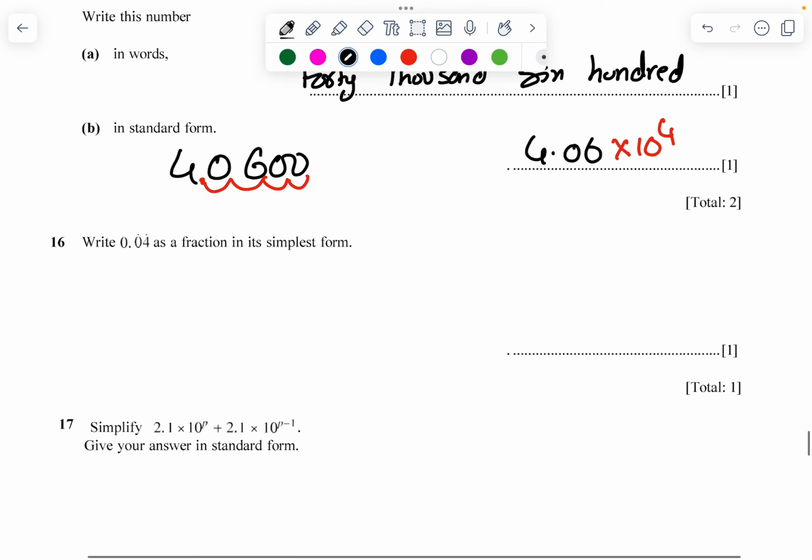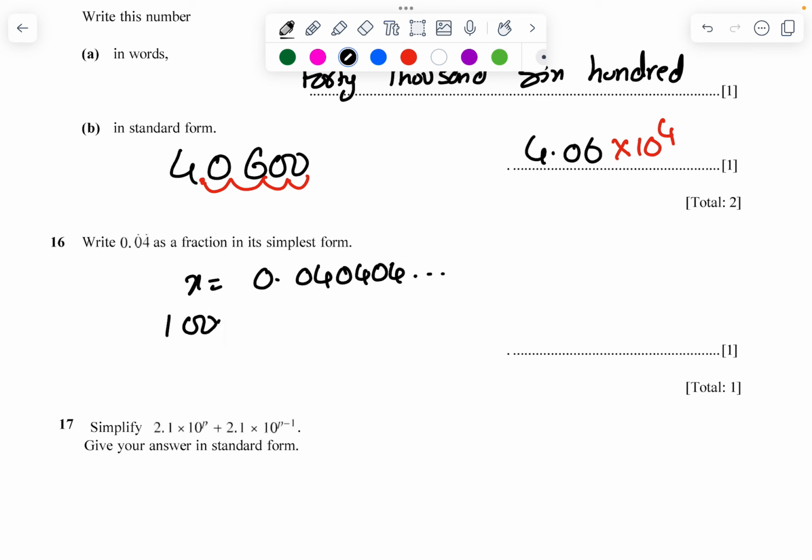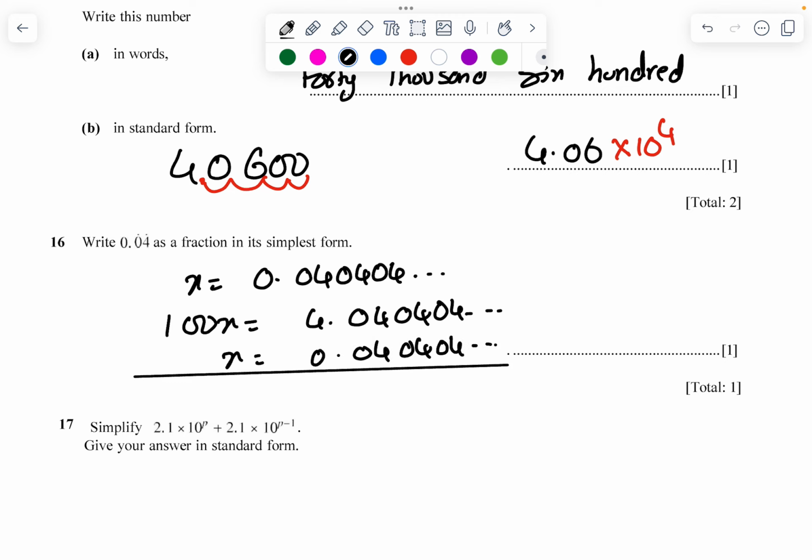Next, again as a fraction, x equals 0.040404 and so on. So 100x equals 4.040404. So x equals 0.040404. So it becomes 99x equals 4. x equals 4 upon 99. That's going to be the answer.